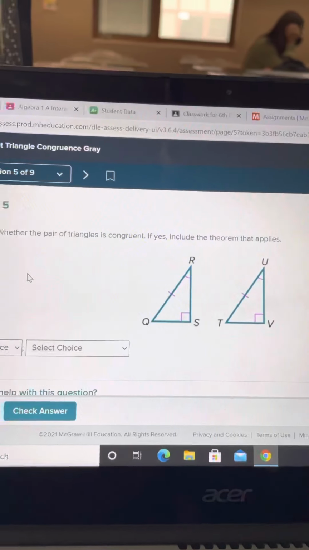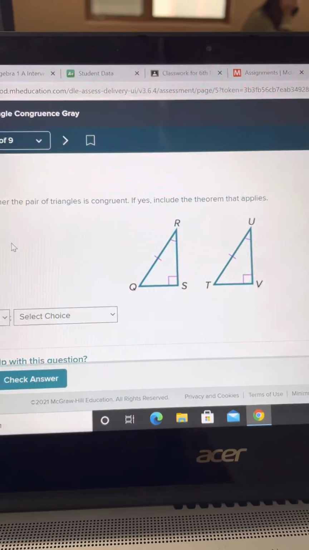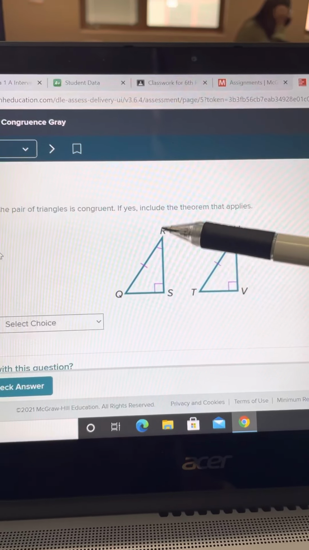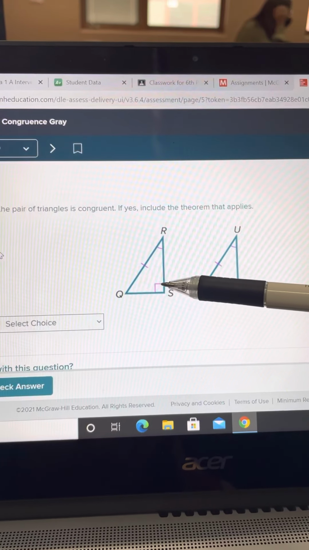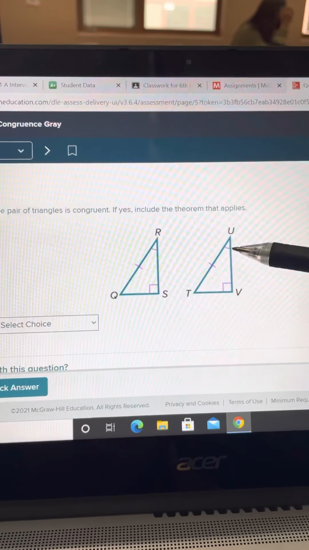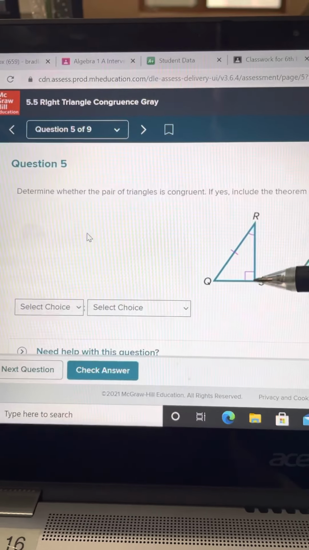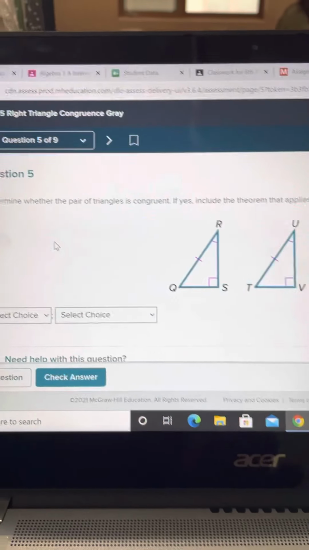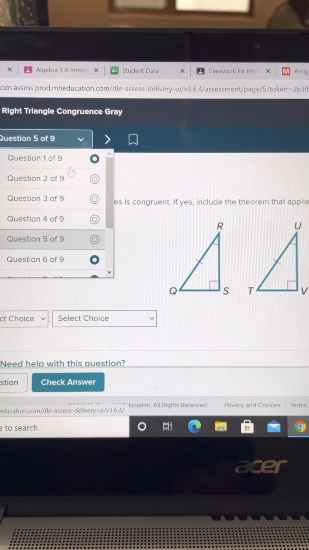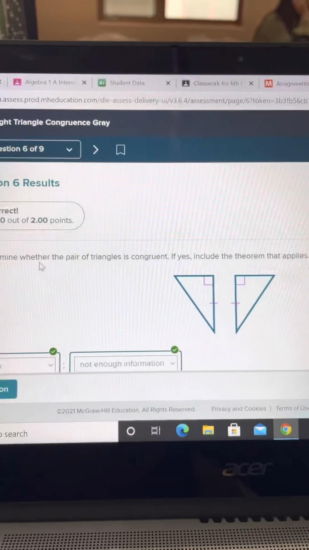For number 5, determine whether the pair of triangles is congruent. If yes, include the theorem that applies. So we have angle, angle, side, angle, angle, side. These are marked as congruent, so you should be selecting yes and angle, angle, side for number 5. Number 6.